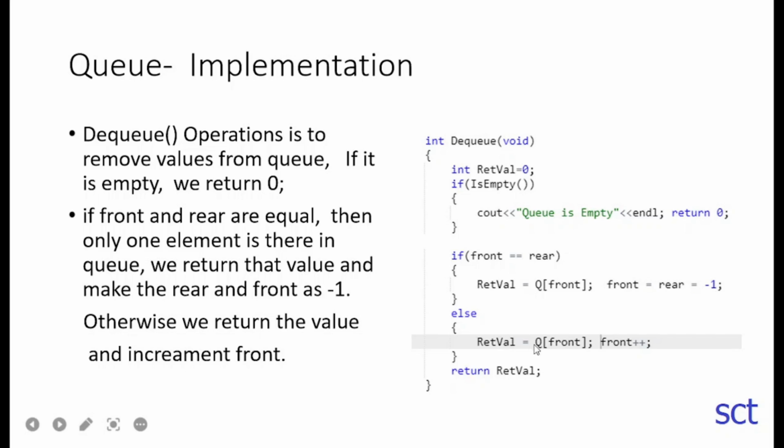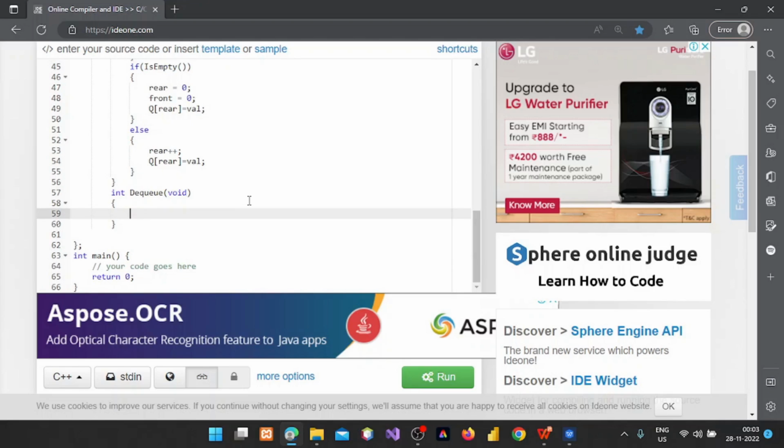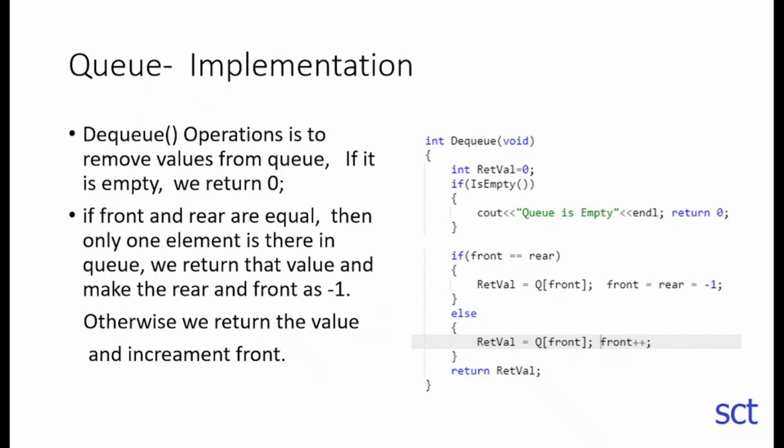Otherwise, I will put the value from the q to the return value and then increment the front. So this is what I am going to do here in the dq operation. It will return a value, the dq operation is going to return a value. So I will say integer dq, this is going to be void, it does not take any value to the function as a parameter. So here I will declare integer return value, and make it 0 here.